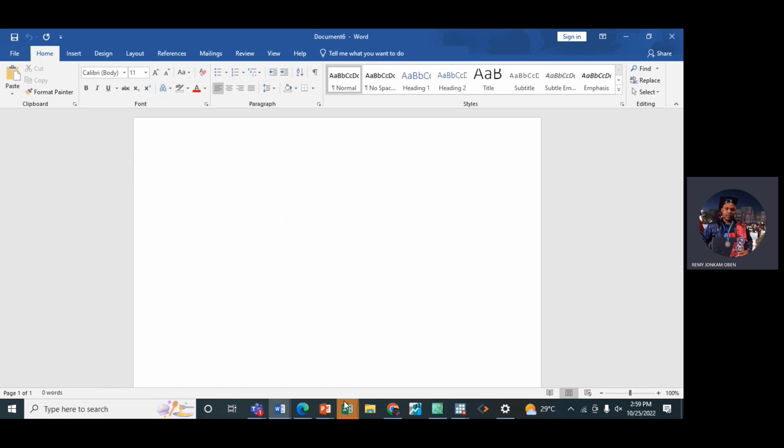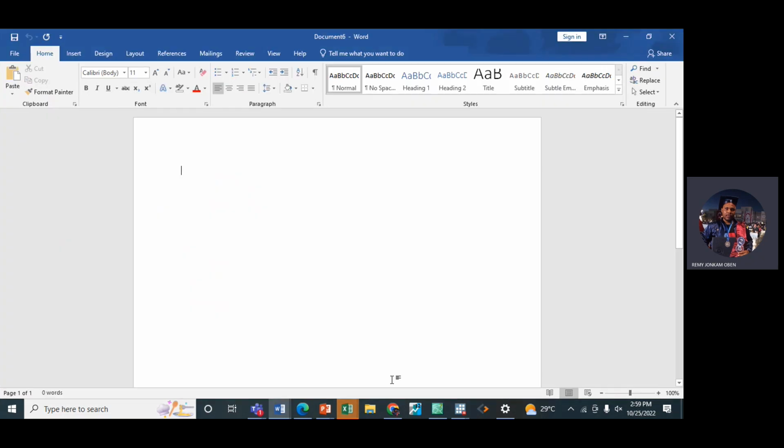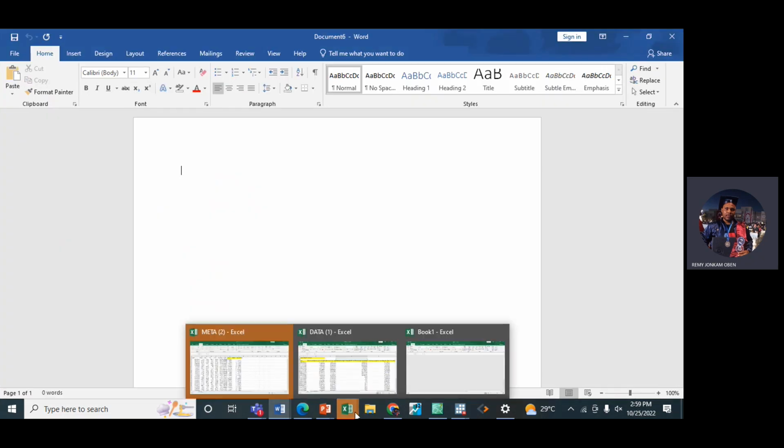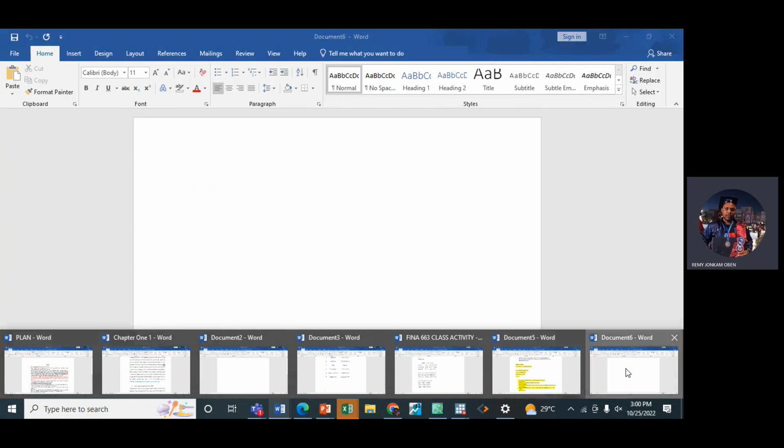So now in my Microsoft Excel, I have two variables. This is time series, right? Because we have 1990 right down to 2019, so it's time series data. We have just two variables, GDP and carbon dioxide, because we are doing simple regression. So we want to have just two variables, one dependent and one independent.